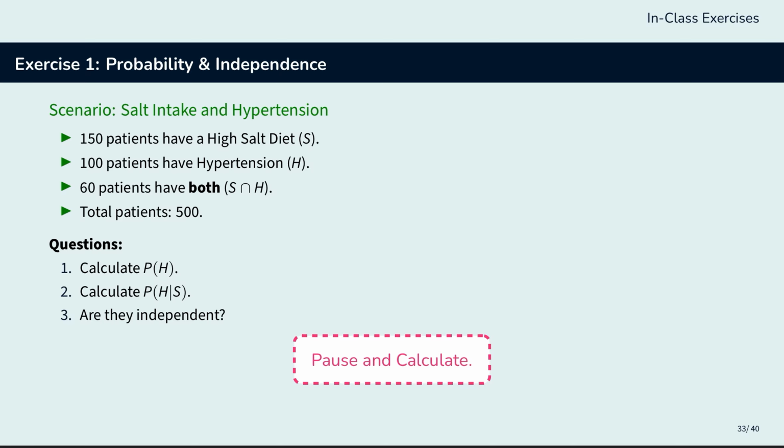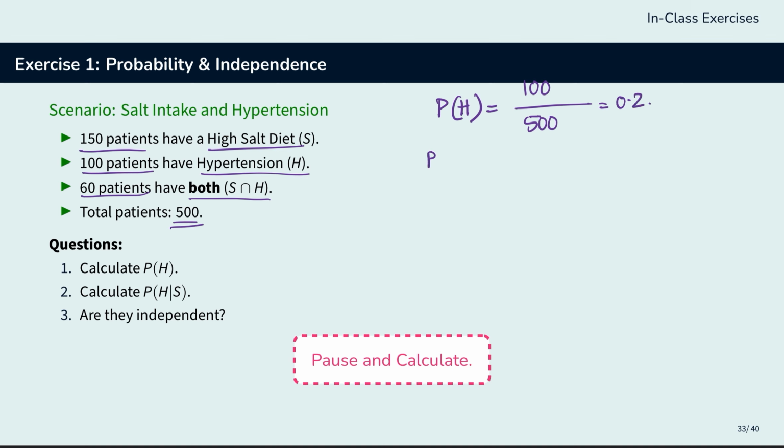So, using probability now. What do we have here? We have 150 patients with high salt diets, 100 patients that have hypertension, 60 patients that have both hypertension and high salt diets, and the total number of patients is 500. The first one you need to calculate is the probability of the patients with hypertension. So remember, it's always part by total. The part is the number of people with hypertension, so that's 100, and the total number of patients is 500. So your answer is 0.2.